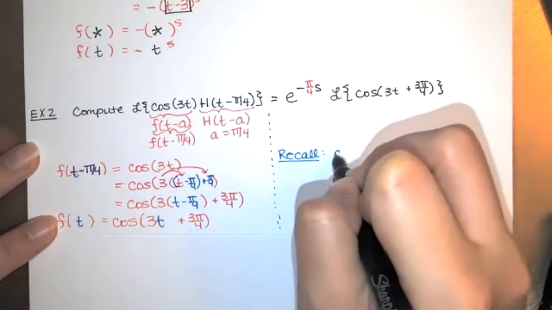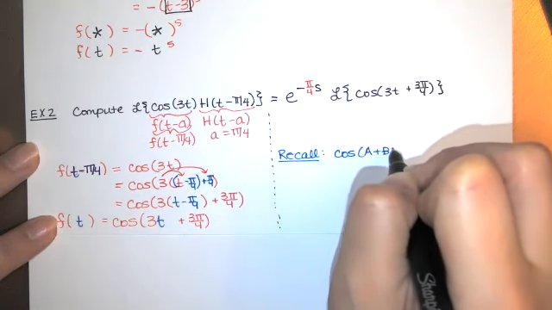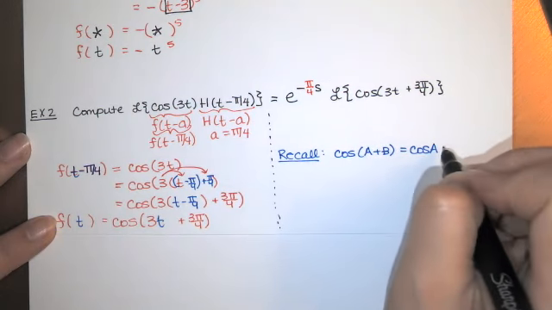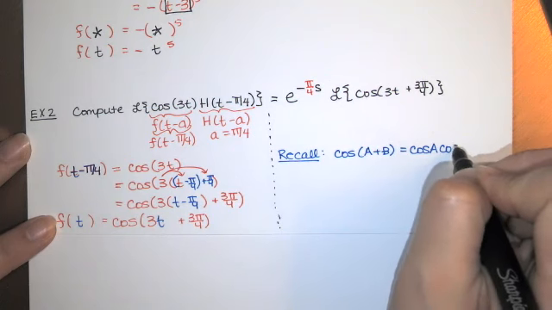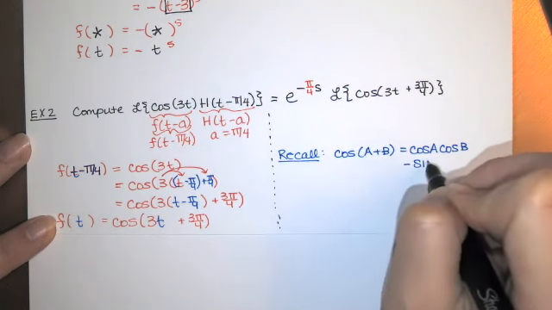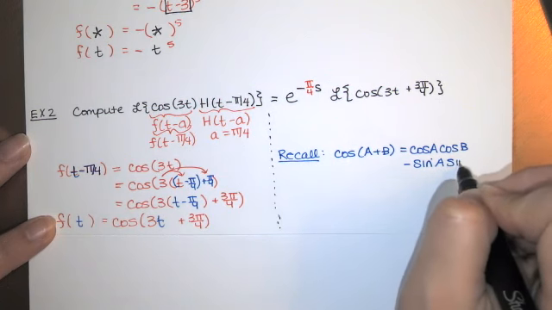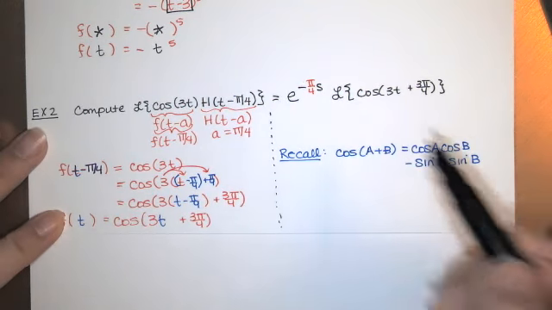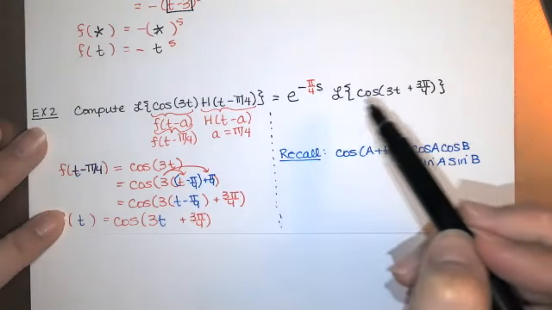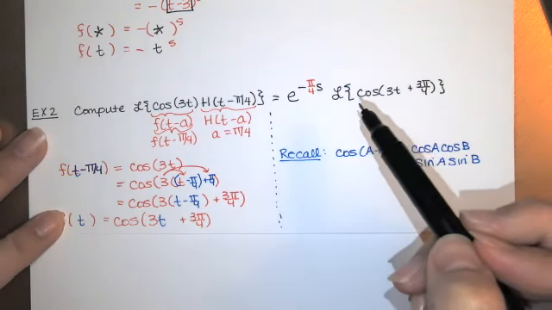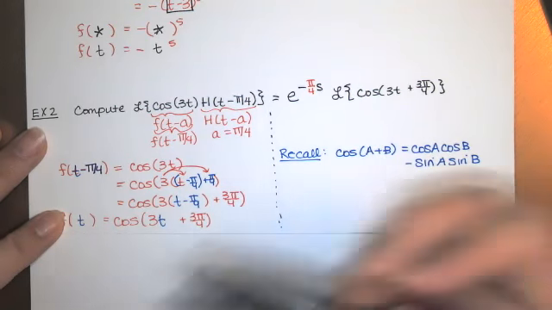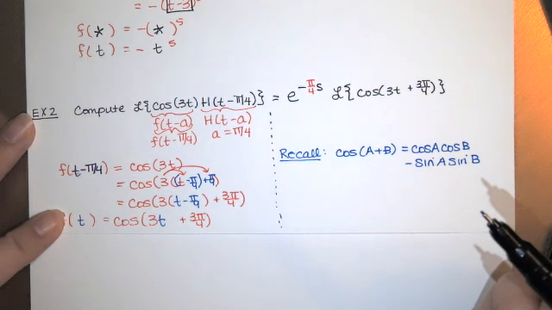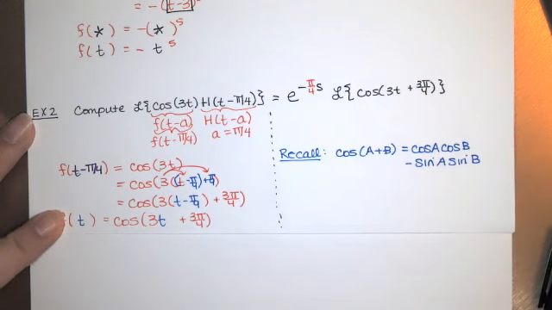If you have the cosine of a sum, it turns out that that is the cosine of the first angle times the cosine of the second angle minus sine of the first angle times sine of the second angle. So using that, I can write this as a combination involving cosine of 3t and sine of 3t and cosine of 3 pi over 4 and sine of 3 pi over 4. Cosine and sine of 3 pi over 4 are just constants, so then I can use the linearity of the Laplace transformation to evaluate this expression here.